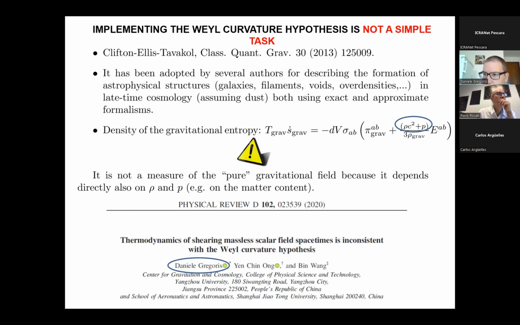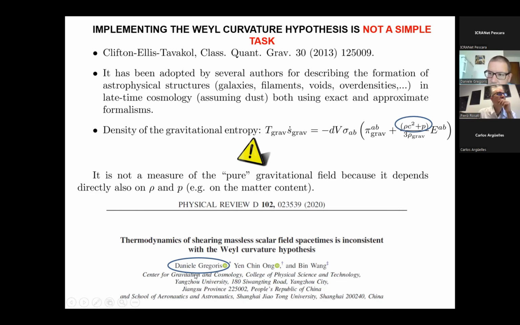So we would like, in light of these considerations, to find a clear mathematical connection between Weyl curvature and gravitational entropy. However, implementing the Weyl curvature hypothesis is not a simple task. For example, we can try to follow the quite popular Clifton-Ellis-Tavakol proposal. First of all, it should be noticed that here we have the Weyl curvature, as we want to implement the Weyl curvature hypothesis, but there is also the energy density and pressure of the matter field. And so this is not a measure of a pure gravitational field. It has been adopted by several authors for describing the formation of astrophysical structures like galaxies, filaments, and voids, or overdensities in late-time cosmology, both using exact and approximate formulas.